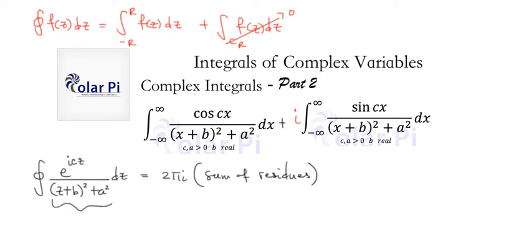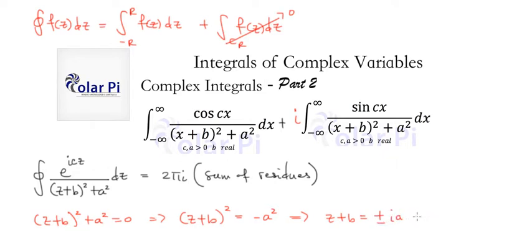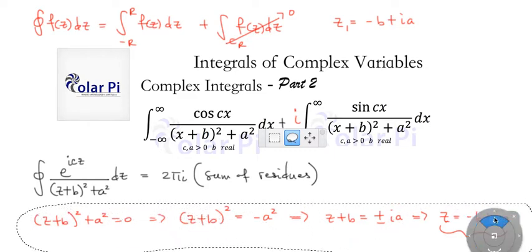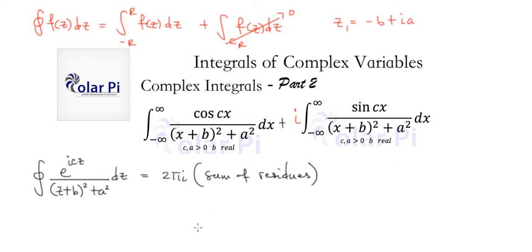So let's find our singularities, because we need to do 2 pi i times the sum of residues, where we find residues for every singularity. Now, here, if we take z plus b squared plus a squared equal to 0, then we see that we're going to get z plus b squared, and you probably don't need this detail, equals negative a squared, and from that we get z plus b will have to equal plus or minus ia, and then last we get that z will have to equal negative b plus or minus ia. Now, there are two singularities, therefore, and the one we care about is the one in the upper half plane, so that's going to be, let's say, z1 equals negative b plus ia. So really, we only have one singularity to be worried about, and therefore, we only have one residue to find. All right, so really, it's not the sum of residues, it's just the residue, right?